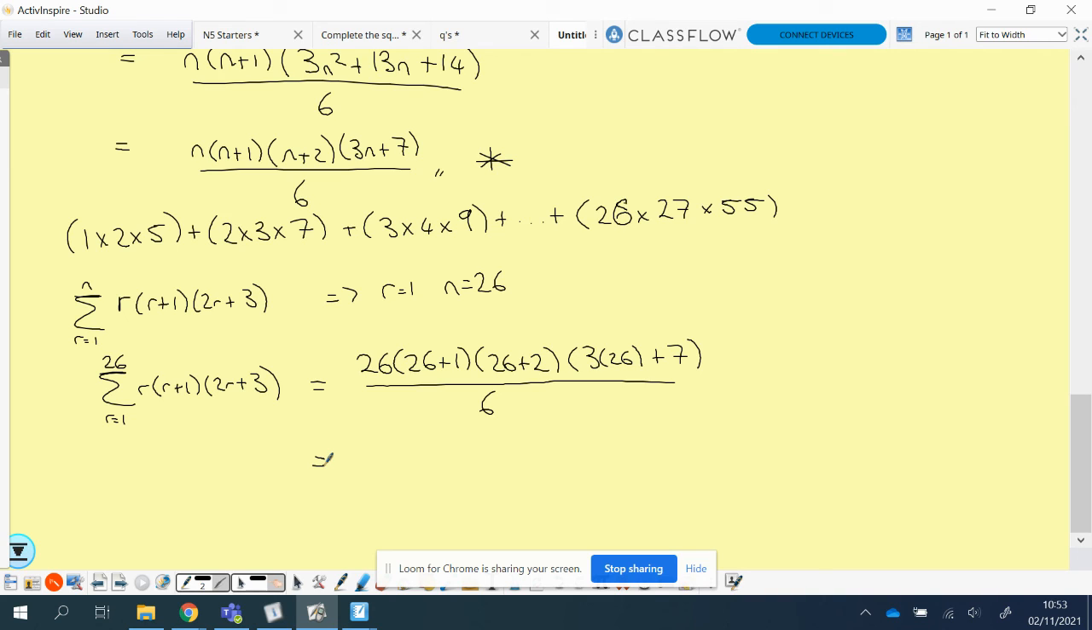If you do that correctly, you might want to tidy this up a bit, so it'd be 26 times 27 times 28 times 85 over 6. And with a calculator you would get the answer 278,460. So that would be me evaluating that sequence, because I matched it to my evaluation there, and I worked out that n was 26, which I could substitute into my factorised expression for that question.